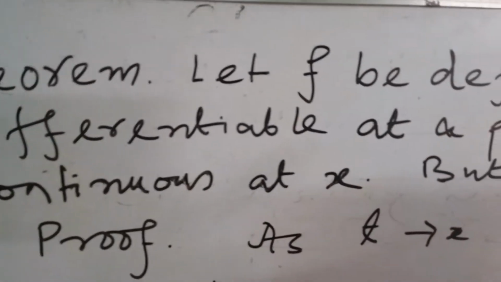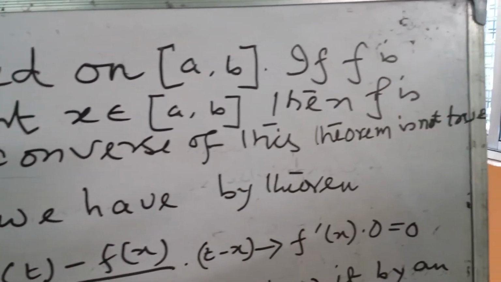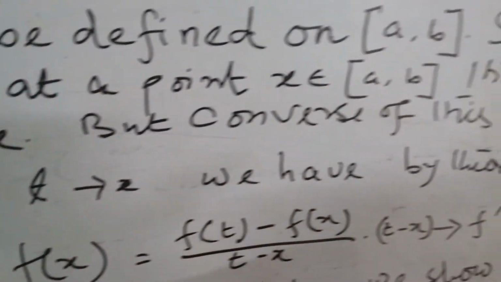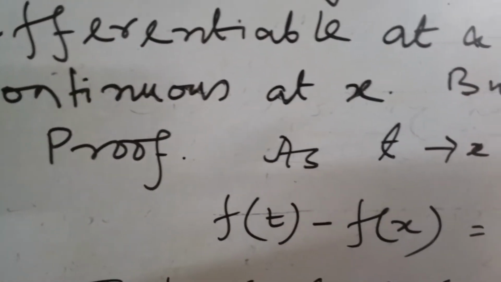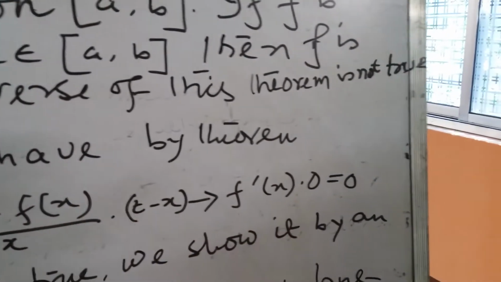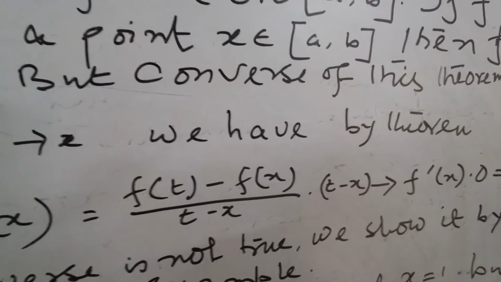Theorem: let f be defined on a closed interval ab. If f is differentiable at a point x belongs to ab, then f is continuous at x. But the converse of this theorem is not true.